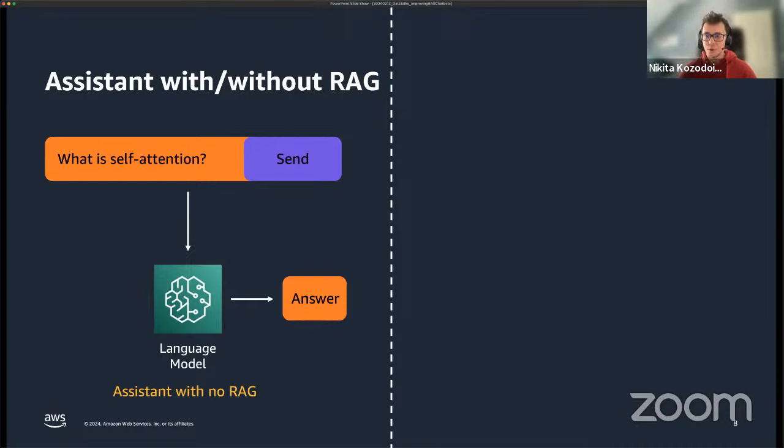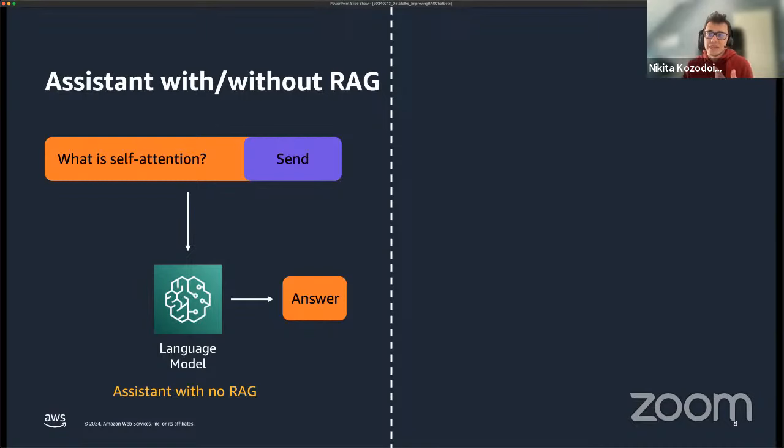But then the problems start to occur when we try to ask more specific questions, or questions about things that are more recent and might not have been included in the training data of those models. So imagine a new paper comes out that introduces a new mechanism, and if we start asking one of the language models about it, you will not get a reasonable answer. The model will hallucinate something, right? Because it doesn't know this information, because this information hasn't been part of the training data of that model.